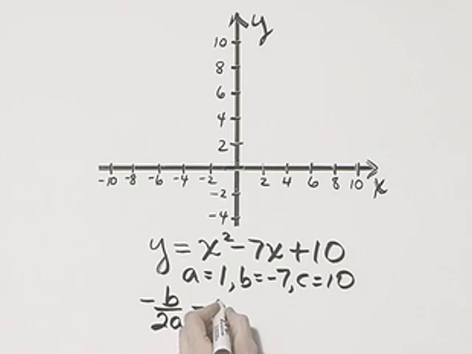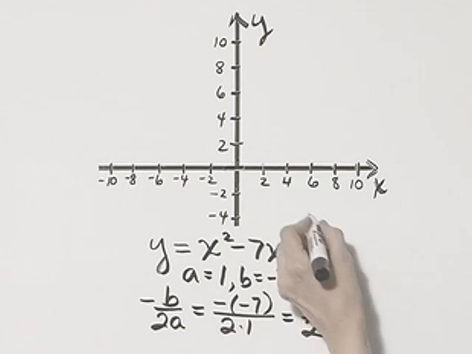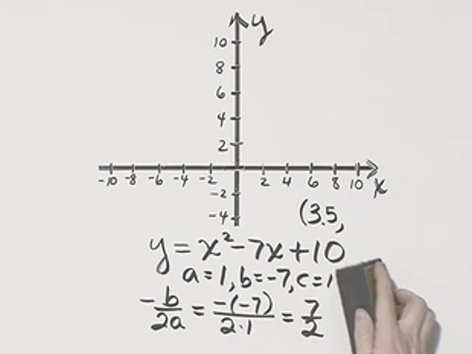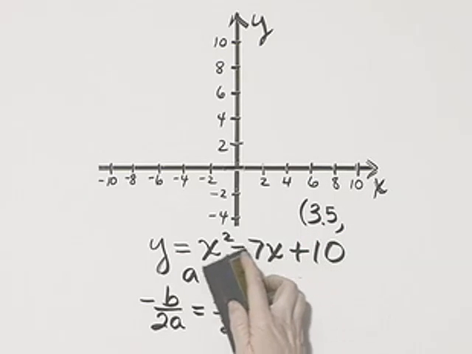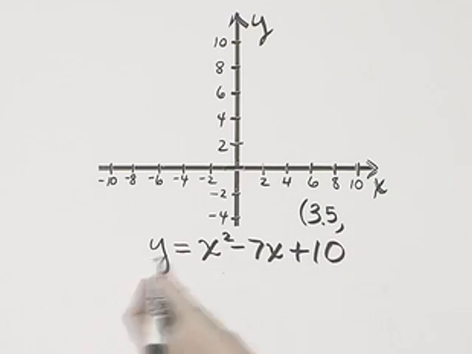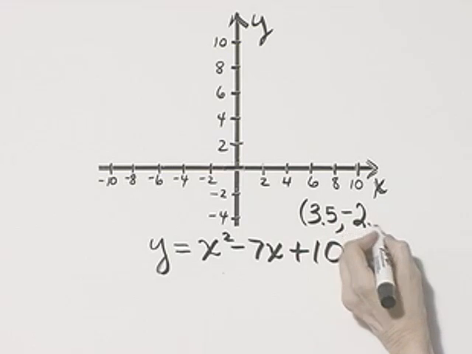which in this case is -7 over 2 times a is 1. So what is that? That's 7/2 or 3 1/2. So the x value of the vertex is 3 1/2 or 3.5. I'll let you go through, let x be 3.5 or 3 1/2 here and solve for y. If you do so, you'll get -2 1/4.